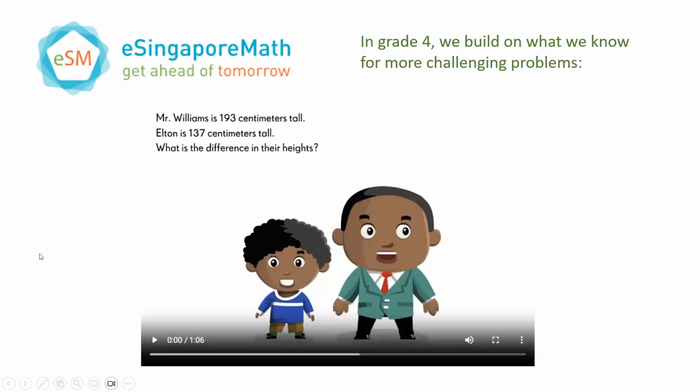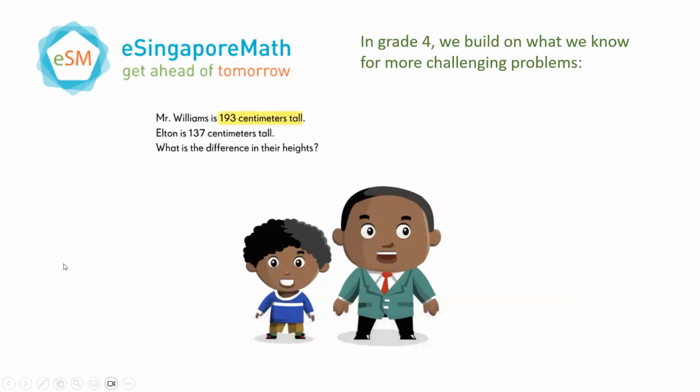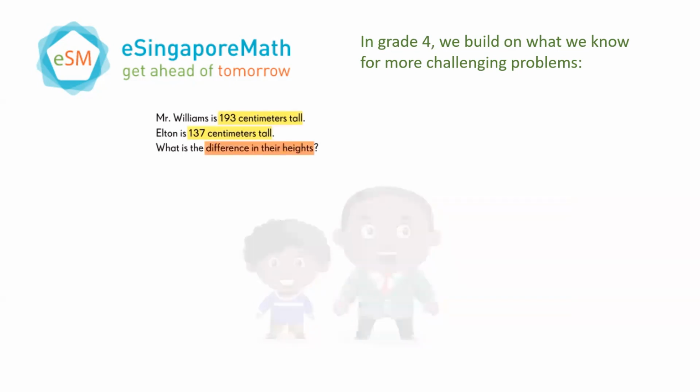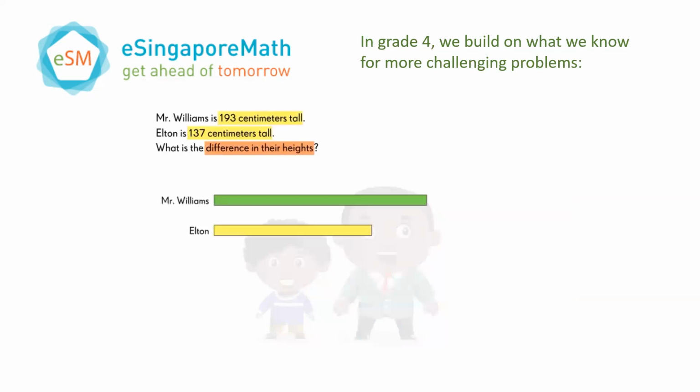Fourth grade, not to be left out, we have more challenging problems with more challenging numbers. Here's an example of a 4th grade bar model. Mr. Williams is 193 centimeters tall. Elton is 137 centimeters tall. What is the difference in their heights? This phrase shows that a comparison is being made. Let's use a comparison model to represent this problem. Mr. Williams is 193 centimeters tall. And Elton is 137 centimeters tall.